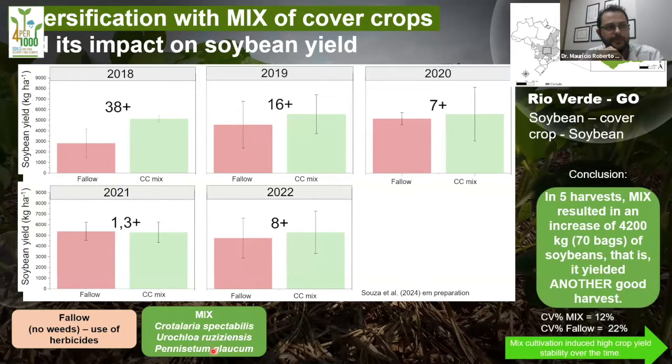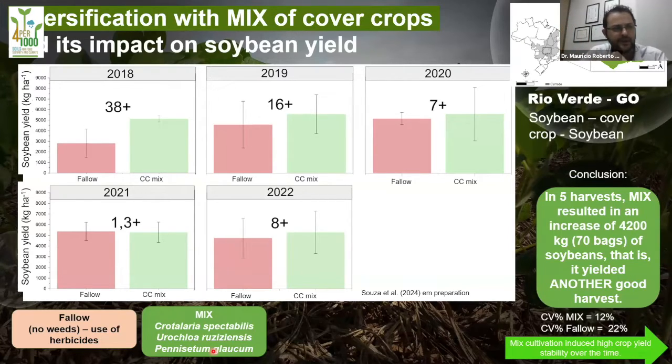And the conclusion is, in 5 harvests, the adoption of this type of mix of cover crops resulted in an additional 4,200 kilograms of soybeans. It's like one more season in 5 years. It's incredible. So this is the type of result with which we can convince the producer to use this type of strategy.